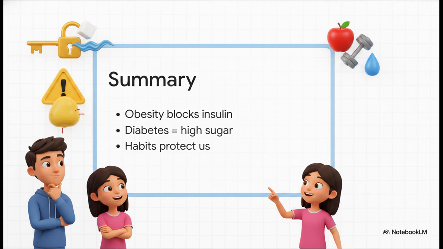Let's quickly summarize everything we've covered today. Obesity basically means carrying too much excess body fat, while diabetes is a condition that messes with how the body controls its blood sugar. We saw how these two are deeply physically connected because all that excess fat can literally block our insulin keys, trapping the sugar right there in the blood. But the biggest takeaway, we learned that daily healthy choices like eating right, getting that exercise, and drinking plenty of water can actively protect us and prevent so many cases of type 2 diabetes.